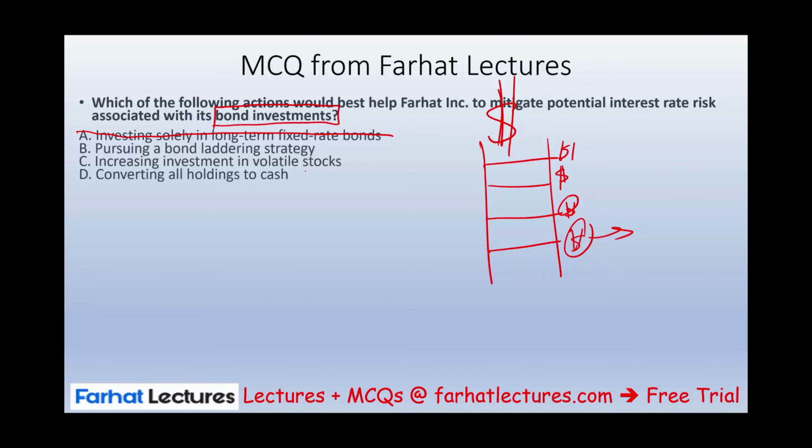C, increasing investment in volatile stock. No, that's exposing yourself to more risk. D, converting all holdings to cash. That's great, that's zero risk. But that's not the question here. The question is, you have the investment, how do you protect yourself? It's not that you're not having any investments. Therefore, the answer indeed is B.